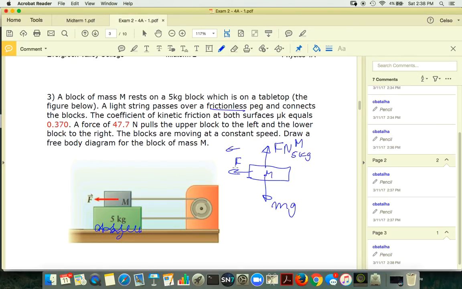So this force, let me see, the blocks are moving, so there is motion going on. Which means this force is able to overcome friction force, which means you have a tension force to the right, and you also have your kinetic friction. So you must specify kinetic friction to the right. Okay.